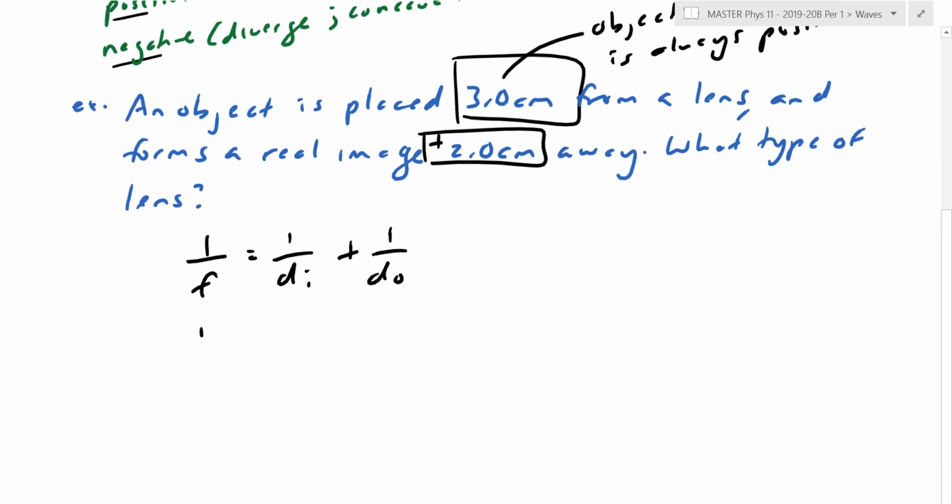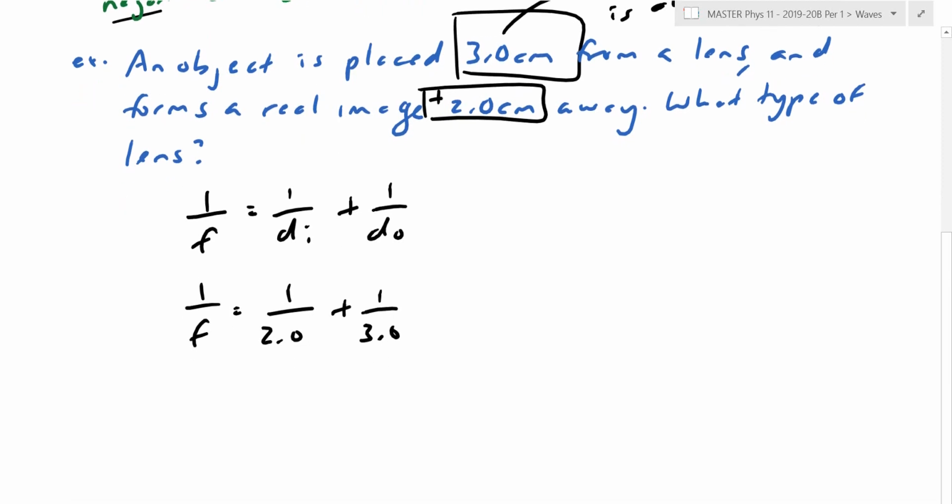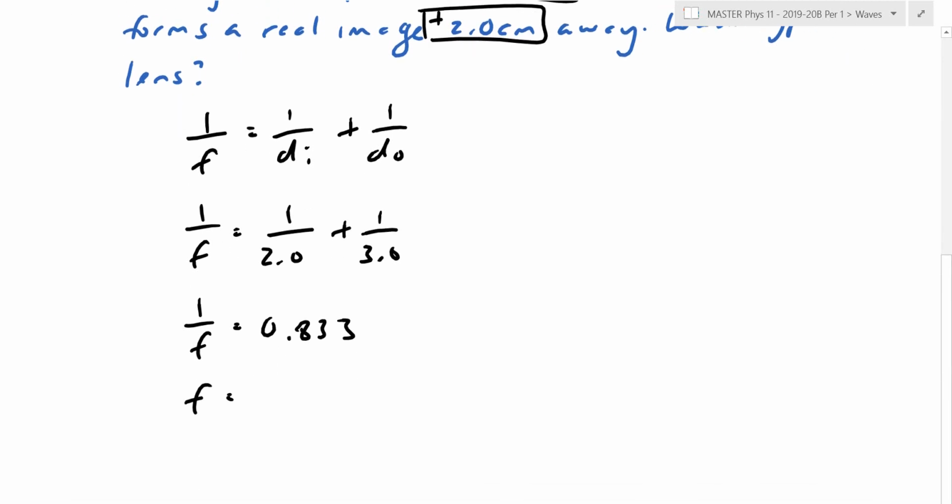So let's just punch through. 1 over focal length equals 1 over di, a positive 2, plus 1 over positive 3. I don't technically like doing fractions, so let's just do it as decimals: 1 over 2 plus 1 over 3. So 0.833. Keep the full number in your calculator if you can. We're going to take a reciprocal of that, and that gives me a focal length of positive 1.2 centimeters.